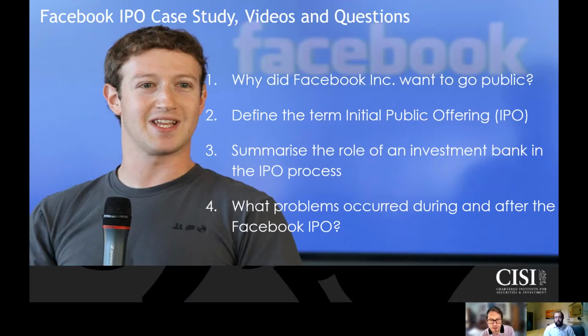Some of the questions that we asked you to answer were: why did Facebook want to go public, so why did they want to facilitate an IPO, or initial public offering? What is an IPO actually, what does that term mean? What is the role of an investment bank? The case study mentions investment banks, and we spoke about investment banks in the previous session, so one of the questions was to summarize the role of an investment bank in that process. And then finally, what were some of the issues that occurred for Facebook after they went through the IPO process?